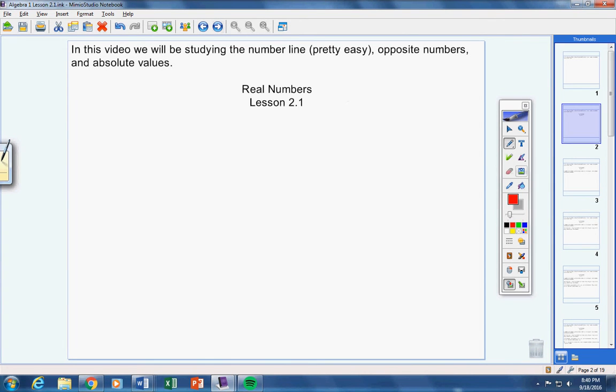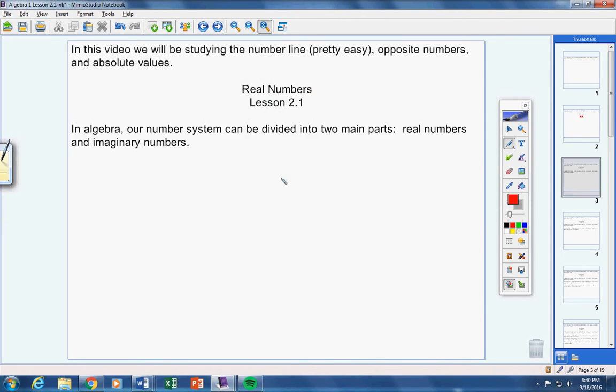First of all, copy down your heading today. Your heading today is called Real Numbers, Lesson 2.1, and be sure and include today's date. We're looking at real numbers, that's your heading. Please copy that down. The lesson number is 2.1, and be sure and include today's date.